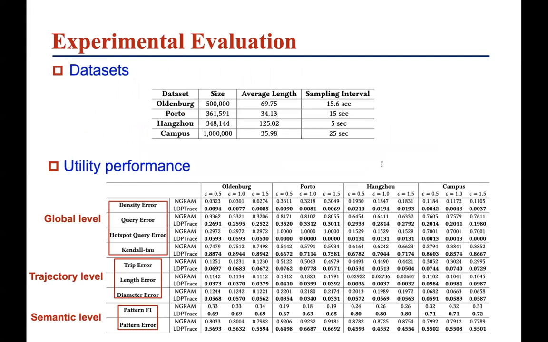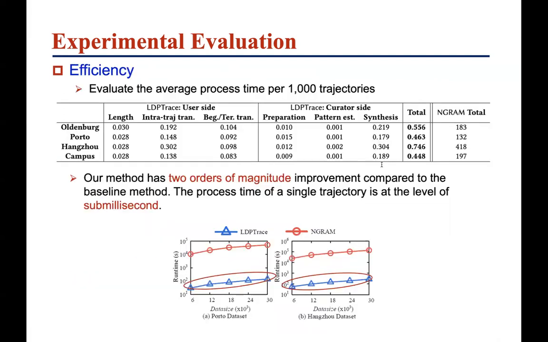For experiments, we use one synthesized dataset and three real-world datasets to evaluate performance. First, we evaluate utility in three aspects: global level, trajectory level, and semantic level. Our method greatly outperforms the baselines in all metrics and in all datasets. Then we evaluate the efficiency of LDP-Trace. Since our method only needs to add noise to key features, it is much more efficient than previous methods.